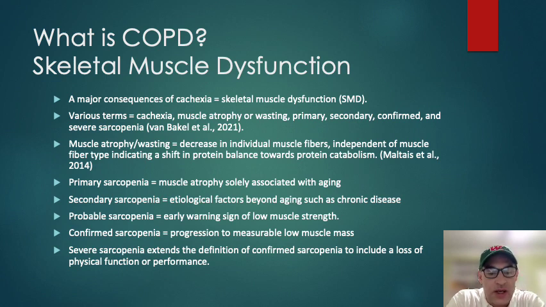early warning sign that somebody has low muscle strength, which can have functional consequences. Confirmed sarcopenia is usually where we can now measure that low muscle mass. And severe sarcopenia is a situation where now that loss of muscle mass is very clearly obvious in daily life in terms of activities of daily living.